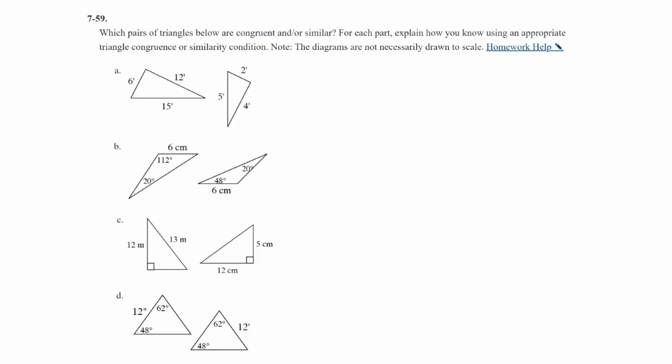Question 59. Which pairs of triangles below are congruent and or similar? For each part, explain how you know using the appropriate triangle congruency or similarity condition. The diagrams are not necessarily drawn to scale.